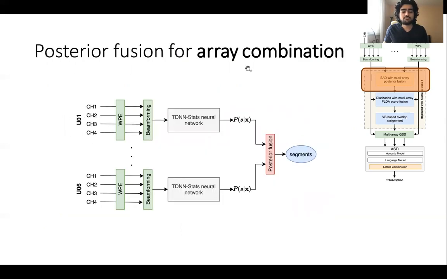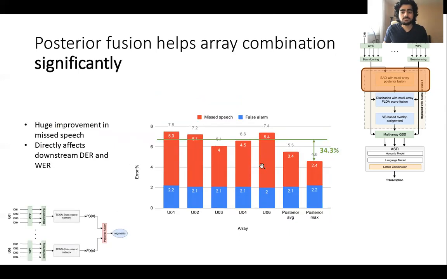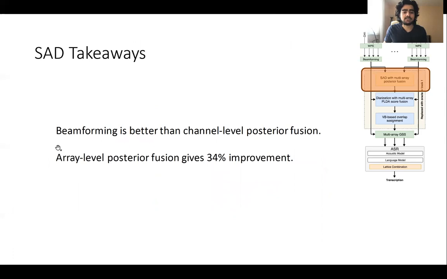Next, we try posterior fusion for array combination, and this works quite well. In particular, you can see there's a 34% improvement when we use posterior max, and most of this gain comes from improvement in less speech. This directly affects diarization error and word error rates downstream. So the takeaways from SAD are that beamforming is better than channel level posterior fusion, but array level posterior fusion is good, and it's better than selecting any array randomly.